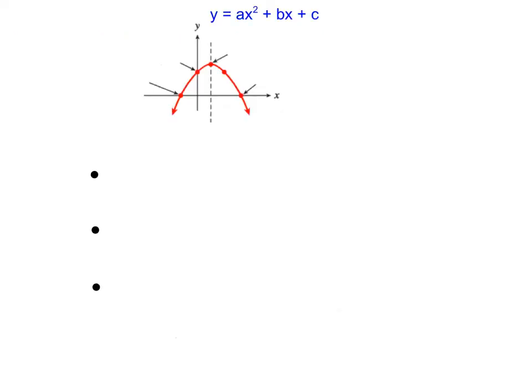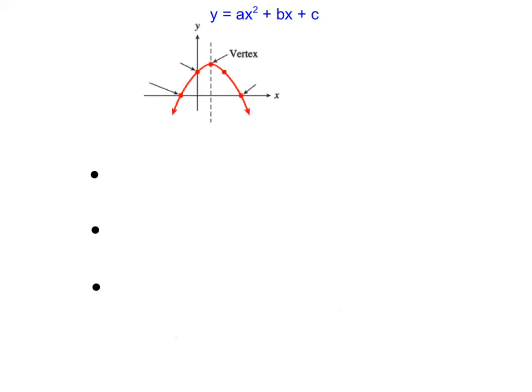All right, so just a little quick review of the information we know about a parabola. So what is this point right here? That's the vertex. Remember, that's called the vertex. So let's label that on the picture.